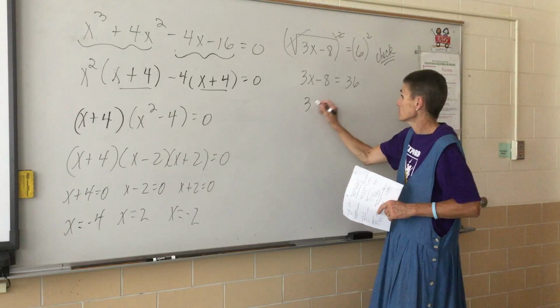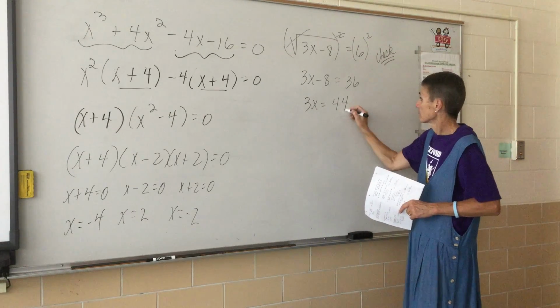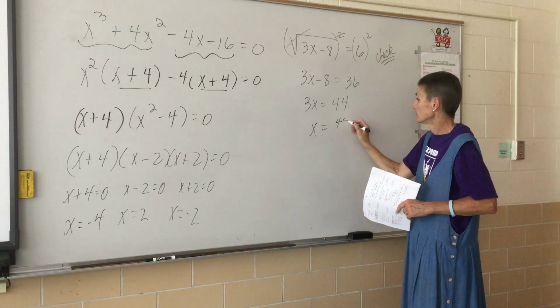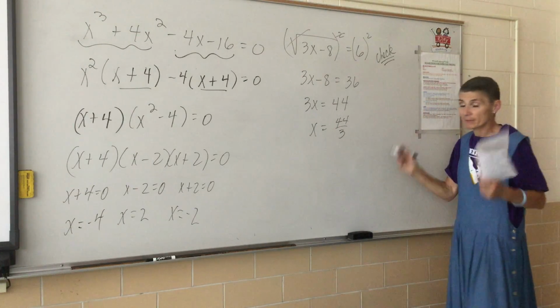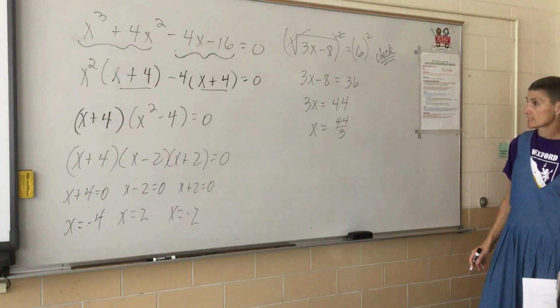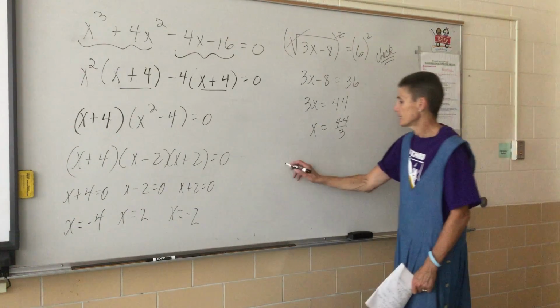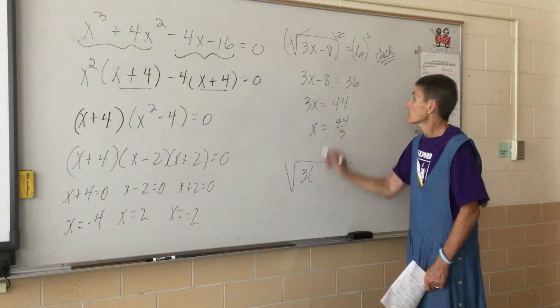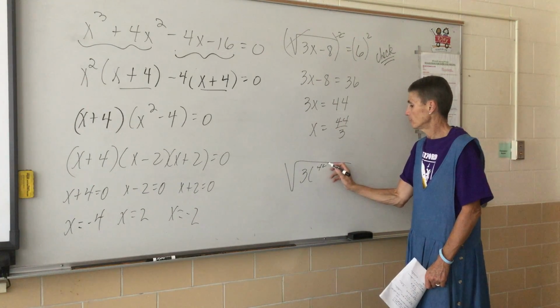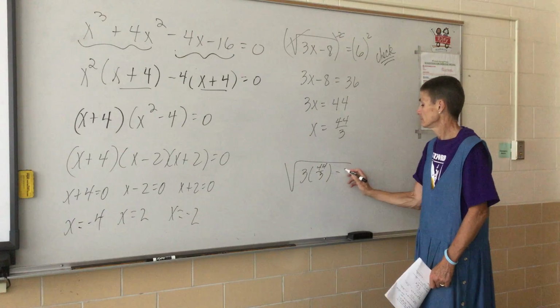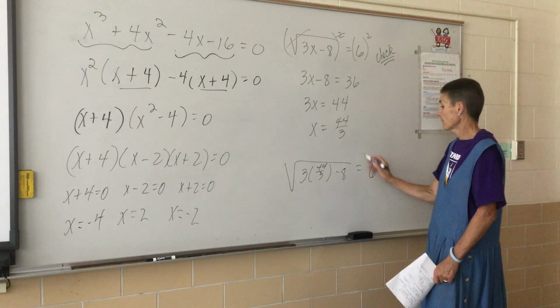Going to add 8 to both sides and divide by 3. Oh my, doesn't come out nicely, but that's life in the fast lane. We'll just have to deal with it. I think we can. I think we'll be all right. I'm going to check it now. So I go back to my original problem. I'll put 44/3 in. And I wonder if I'm going to get 6.